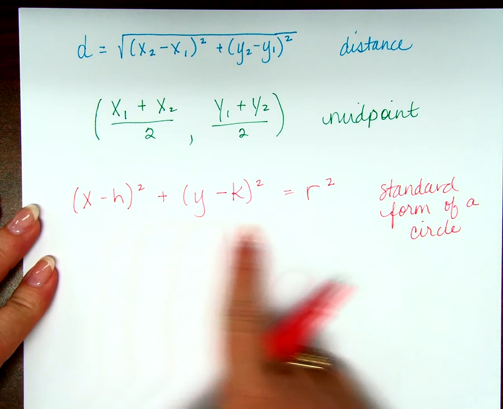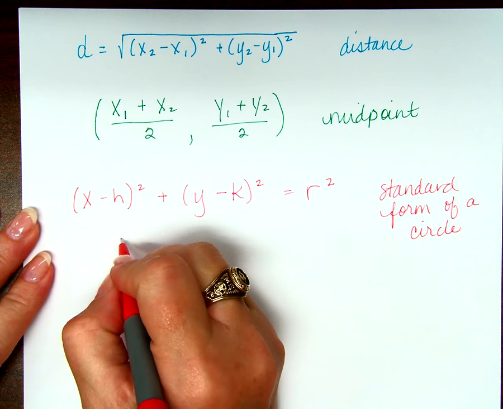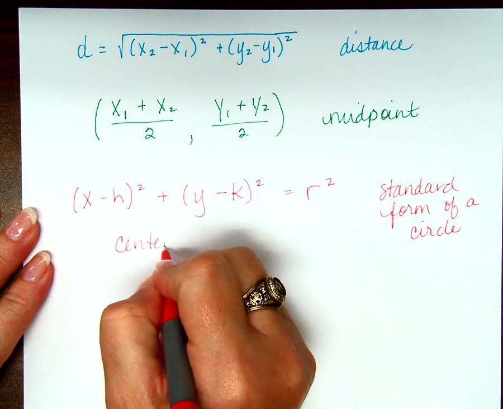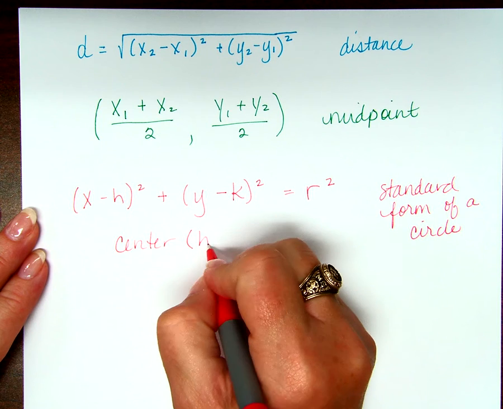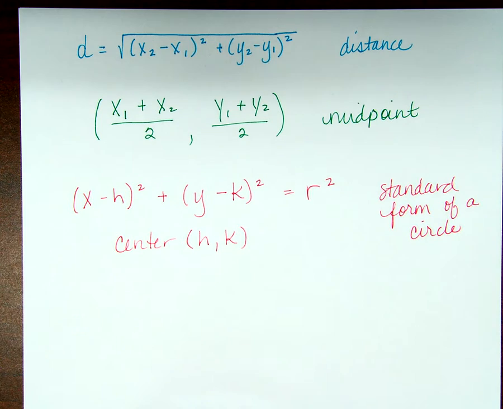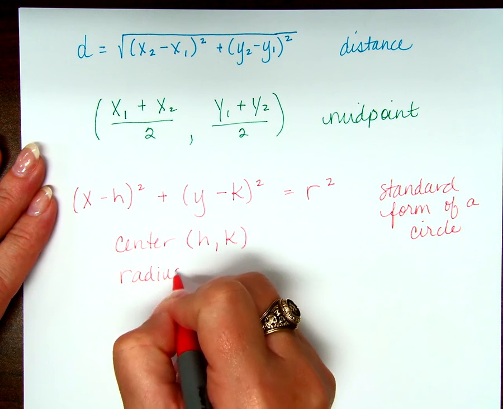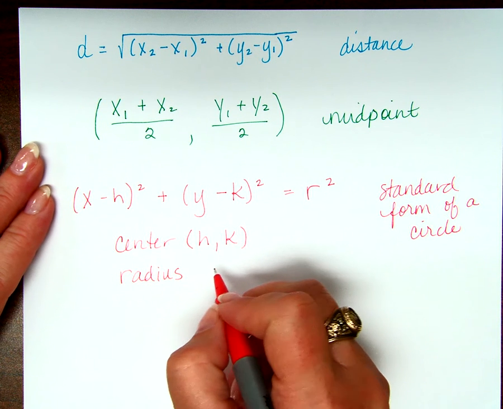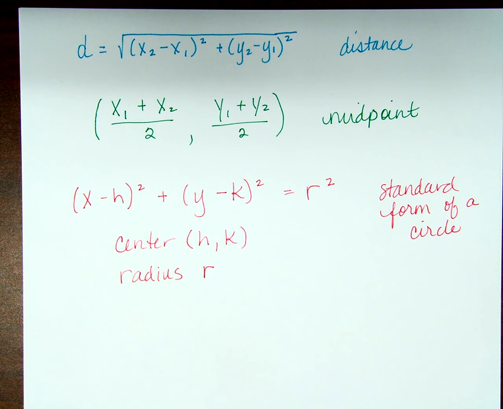What do you know about what's here? What do you remember about what's here? Where's the center of the circle? H, K. And what's the radius? Yeah, R. That makes sense though, right? They would have a radius stand for R, or R stand for radius, not the other way around.